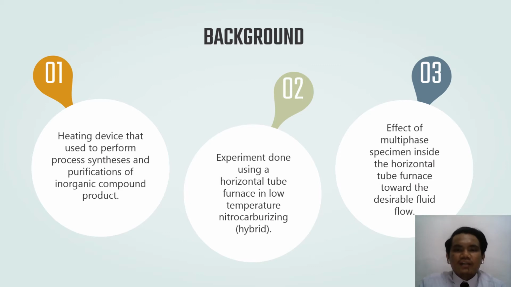Third, not to forget, another example, also done on multi-specimen, found that the surface improvement is not uniform in the thickness of the layer. Lastly, this study is done to study the effect of flow mixing in 3 different types of inlet toward the flow inside the horizontal tube furnace.